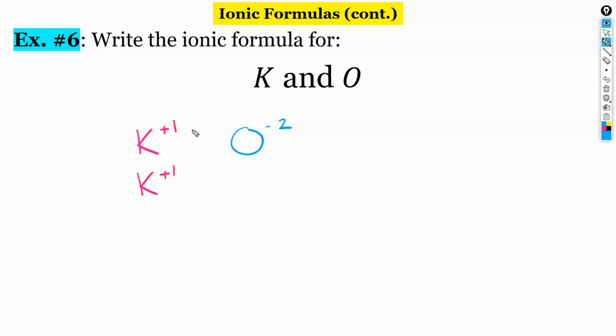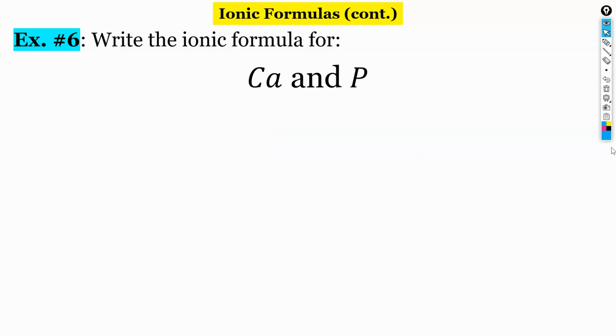Okay, so we need 2 potassiums to cancel out with our oxygen. So our formula will be K, and then we're going to need to add a 2 here because we had 2 potassiums, and then O, so K2O. It's like H2O except cooler because, you know, it starts with a K. All right, let's do another example. All right, let's look at calcium and phosphorus.